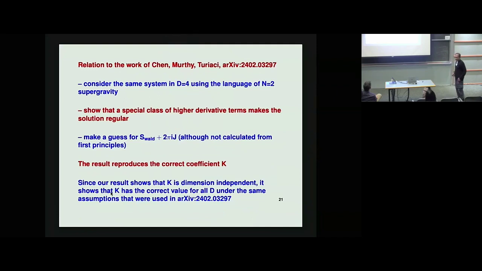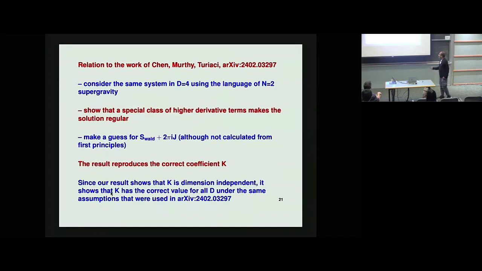Okay, so now just in a minute I'll explain the relation to the work that Samit talked about in the morning. They consider the same system in 4 dimensions, and they use a very different language. They use the Lagrangian of N equal to 2 supergravity. And what they showed is that a special class of higher derivative terms makes the solution regular. They also made a guess for what this combination is, even though it was not calculated from first principles. Based on the guess and the special class of higher derivative terms, their result reproduced the correct coefficient k, which in our language means they would have found k equal to 8 pi squared.